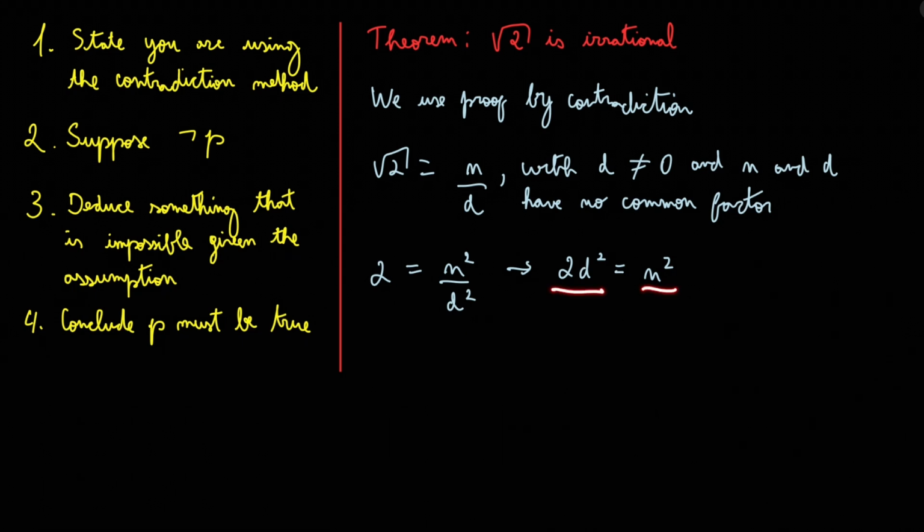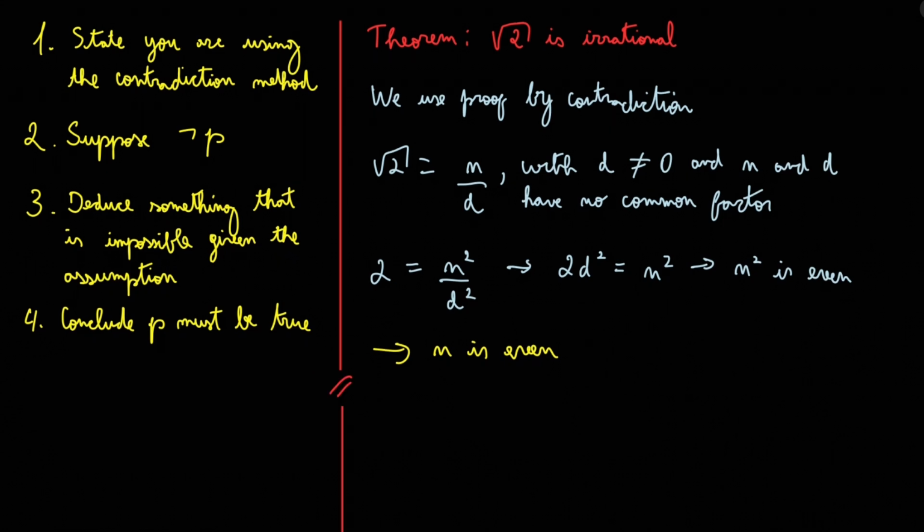Since n squared is a multiple of 2, n squared must be an even number. n squared is even. And since n squared is even, n must also be even, because if you square an even number, you get another even number. Now, if n is even, then n equals 2k for some integer k, since again every even number is a multiple of 2. Substituting it here, we get 2d squared equals 2k squared, which is 4k squared.